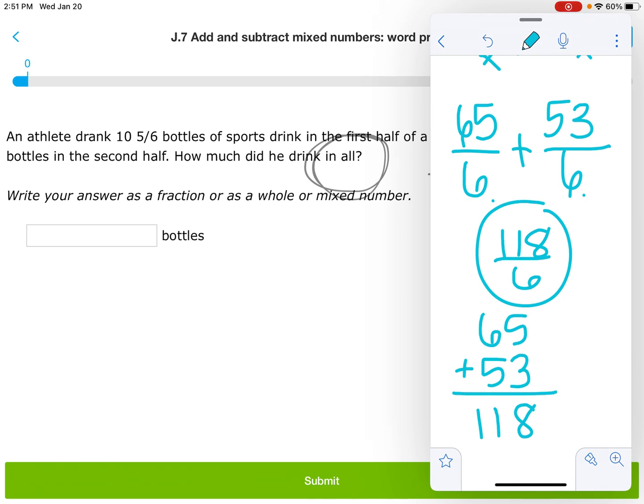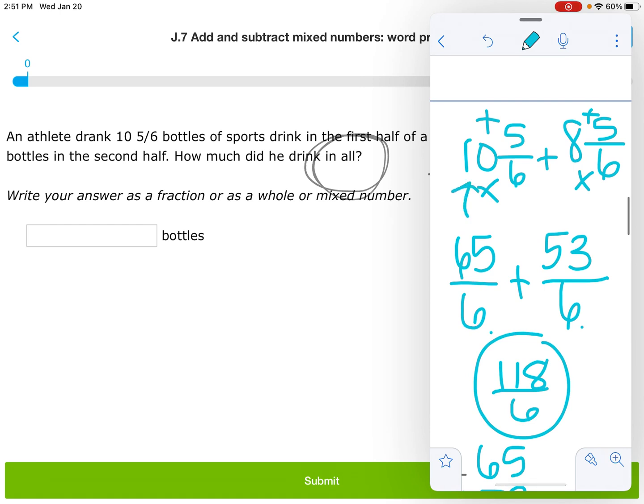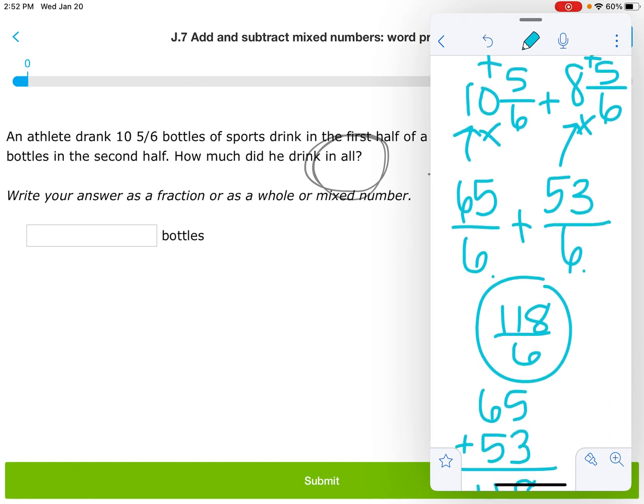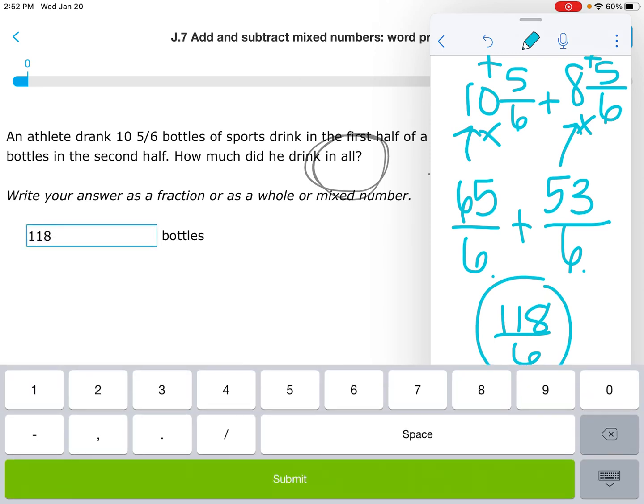Now, normally we would want to convert that number to a mixed number, because if I look at 118 over 6, I have no idea what that really means in actual numbers. Does it mean 10 and a fraction? Does it mean 8 and a fraction? Does it mean like 19 and a fraction? So it's super important that we convert that number, but for IXL, we don't need to. We can just keep it as 118 over 6.